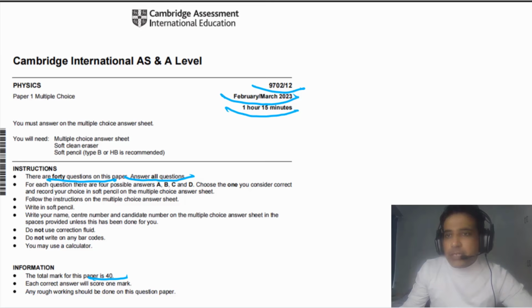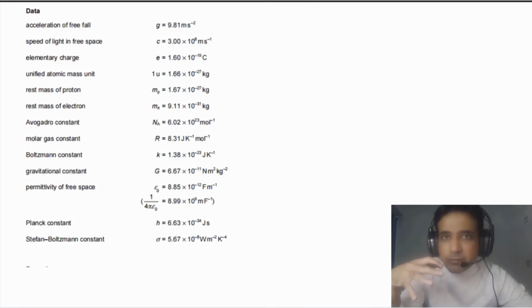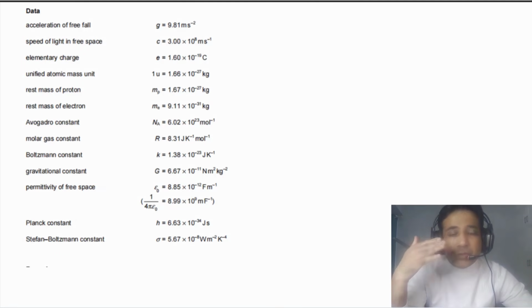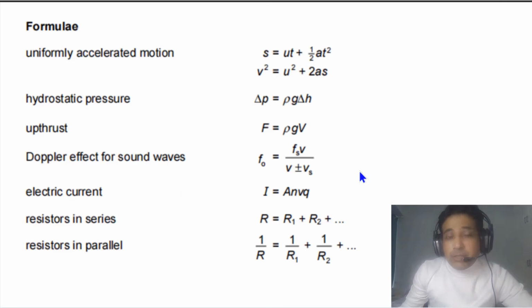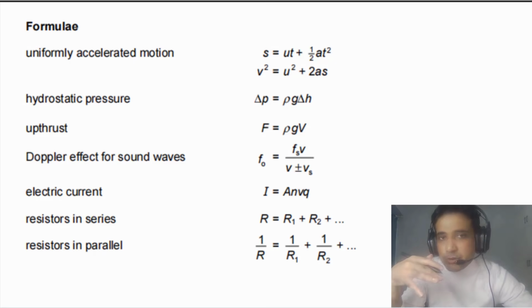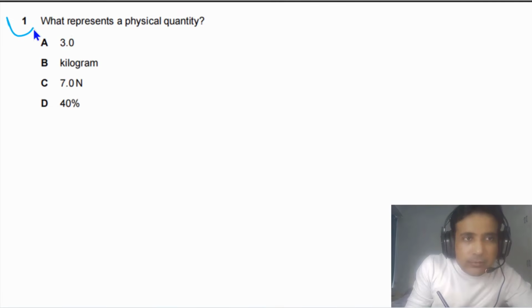If you go to the second page, you can see values of some important constants. If you need the value of any constant for some calculations in your exam, you can come to this page and find values of constants. On the same page you can also find some basic formulae, and if you have forgotten any formula and you need it for calculations, you can also come to the second page of your exam paper and find some basic and important formulae. Question number 1 says, what represents a physical quantity?